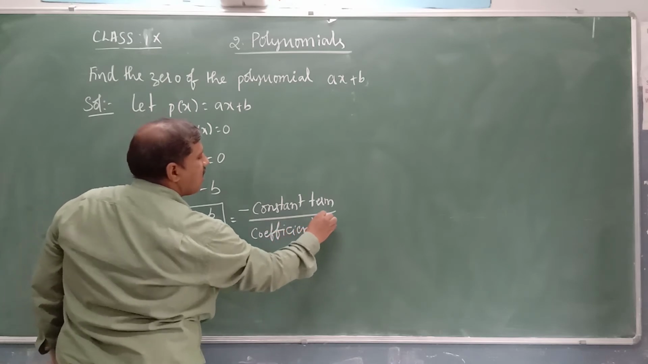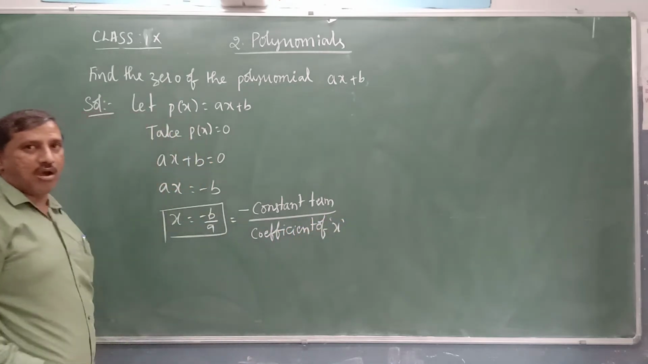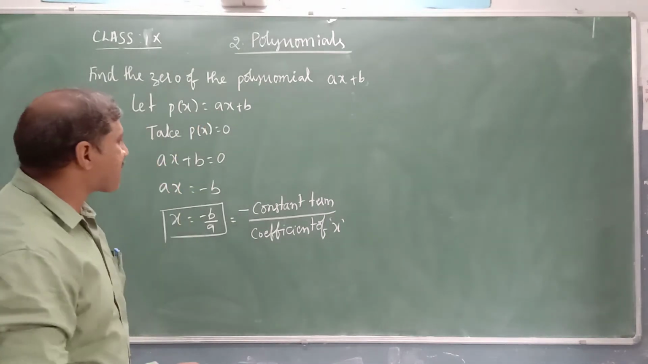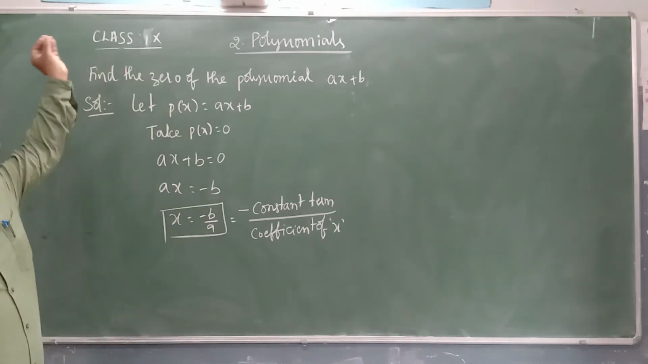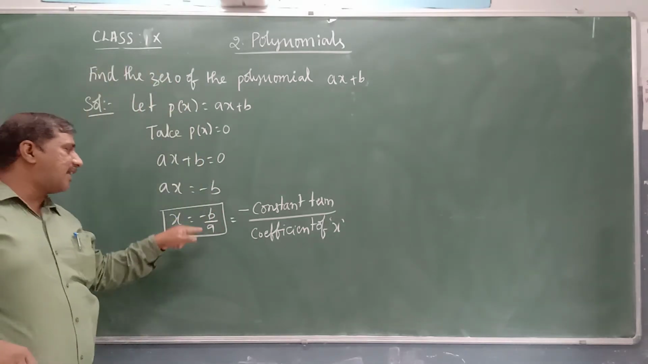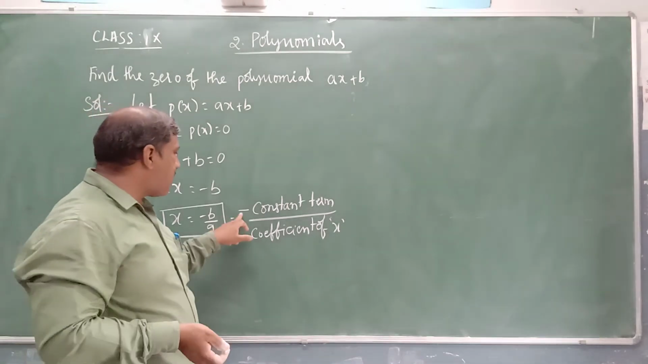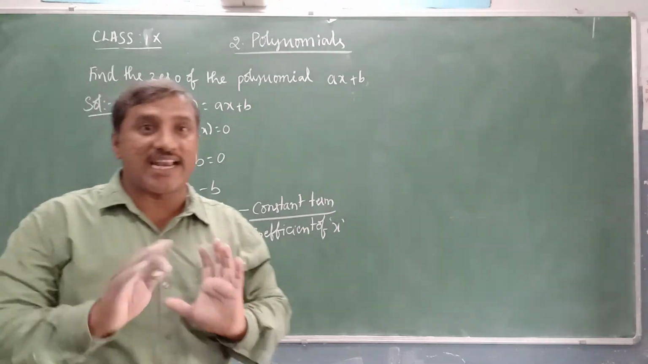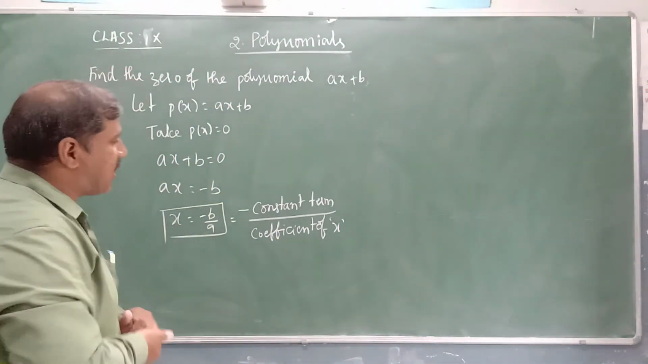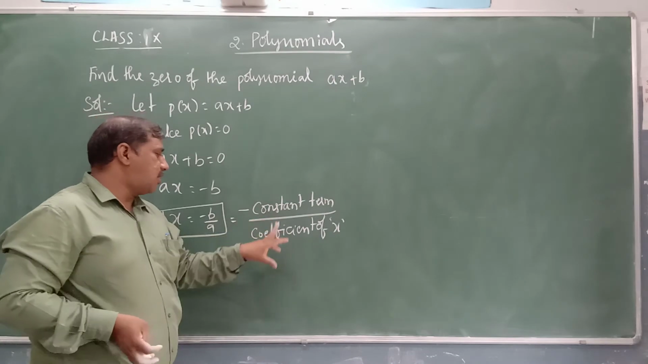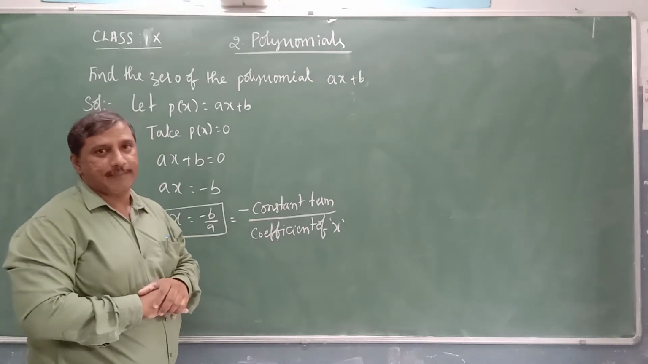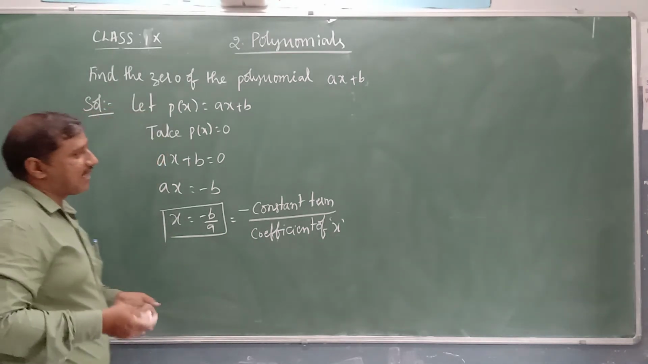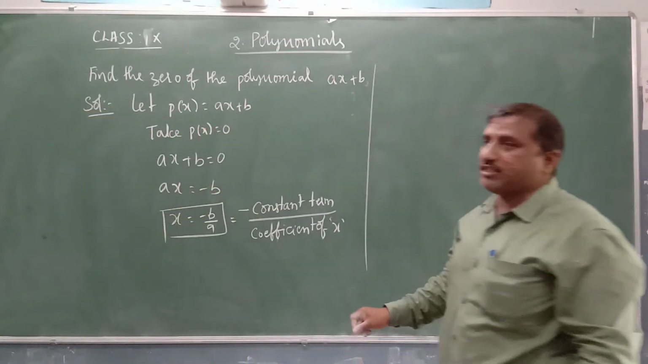And we studied all the linear polynomials can be expressed in the general form, that is ax plus b. So the zero of the polynomial ax plus b is minus b by a, or simply it is minus constant term divided by coefficient of x. It is the negative ratio of constant term to the coefficient of x. Now we can find a few more questions like this kind. How to find their zeros?